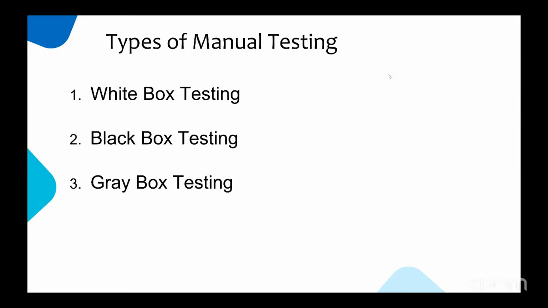Usually this manual testing is divided into 3 types. One is white box testing, black box testing, and gray box testing. White box testing will be done by the dev team. Black box testing will be done by the QA team. Gray box is white plus black.